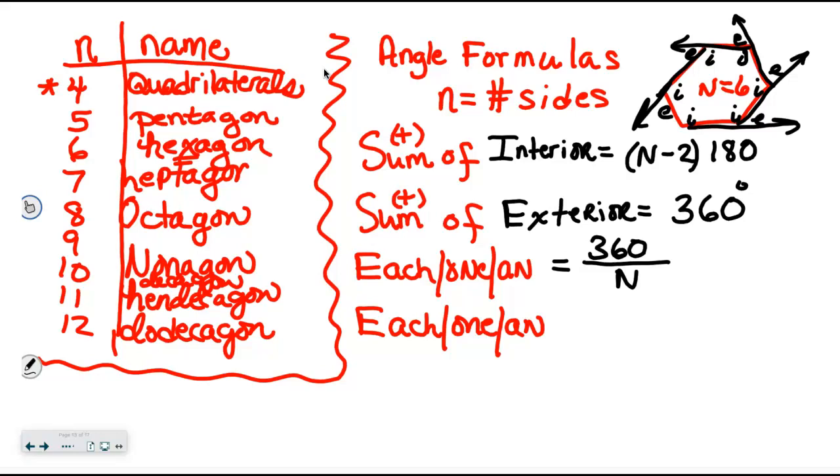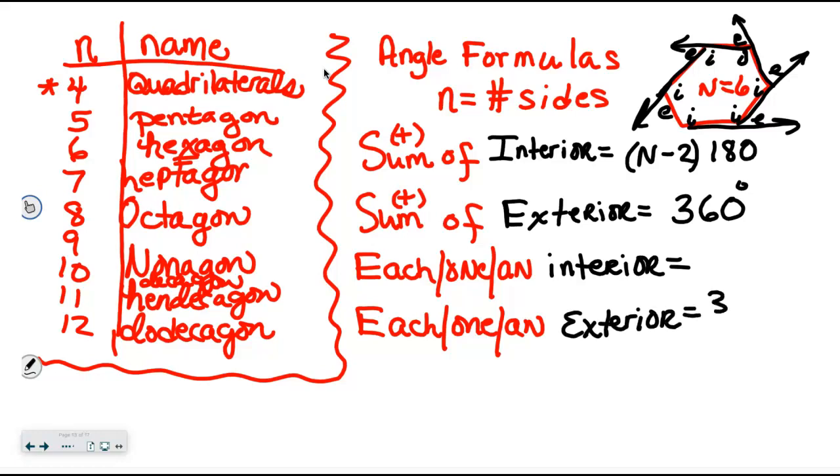Oh, sorry. Let's erase that for a second. I'm going to do each one of an interior first. So one interior, let's go and fill in that other one, though. Each one of an exterior equals. It's the exterior one that we take 360, because that's what they all add up to, and we divide it by how many we have. So go ahead and do that.